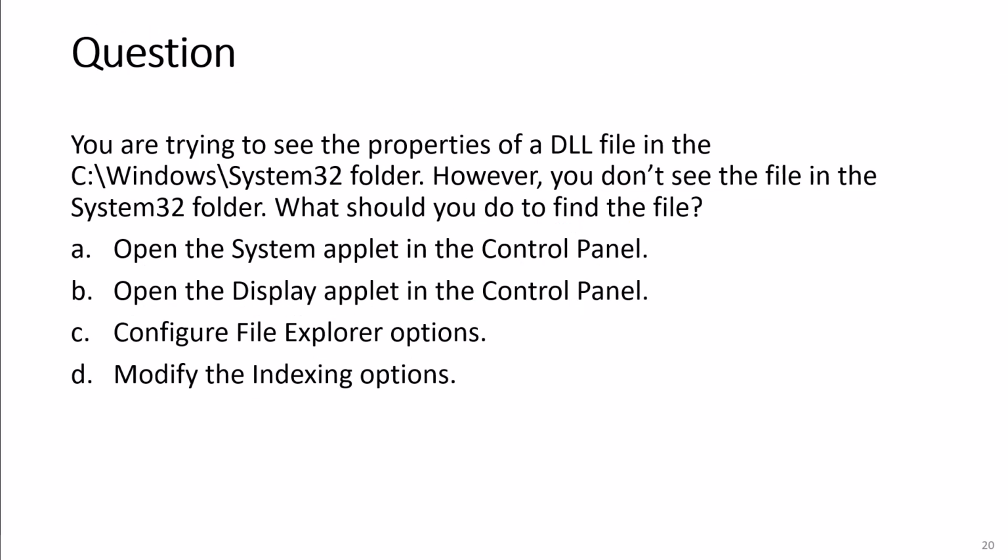Question. You're trying to see the properties of a DLL file in the C:\Windows\System32 folder. However, you don't see the file in the System32 folder. What should you do to find the file? Answer. Configure File Explorer options.